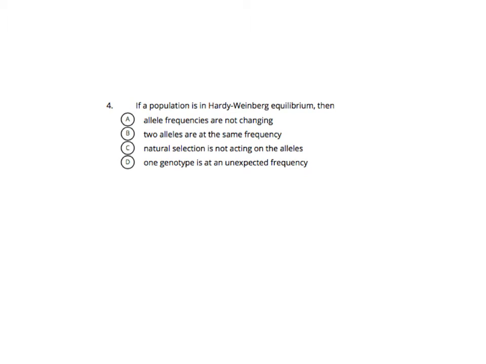So if a population's in Hardy-Weinberg equilibrium, which of these various things are true? Allele frequencies aren't changing, two alleles are at the same frequency. Let's check your answers first. So we've got A, allele frequencies are not changing. That's true, so A is a correct answer. And so is C, natural selection is not acting on the alleles.